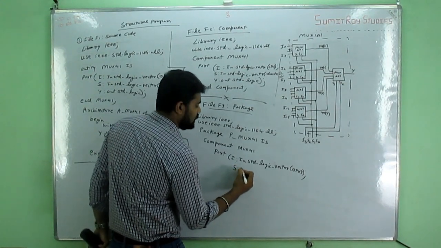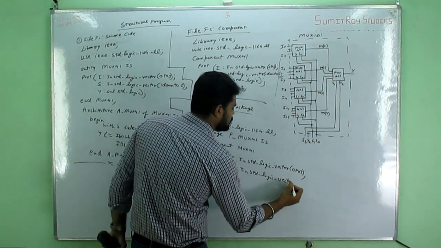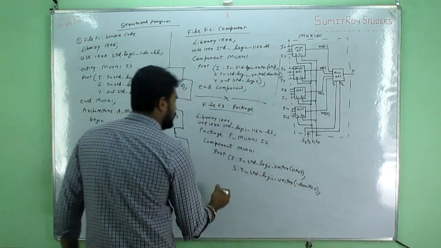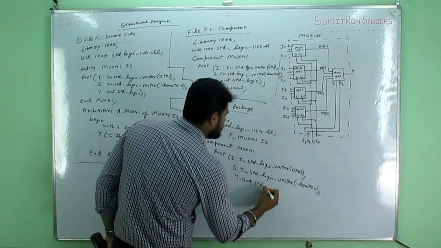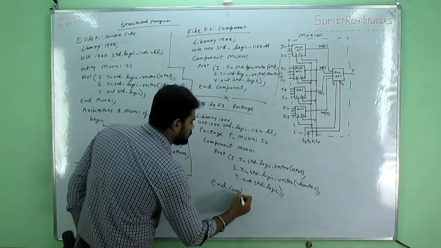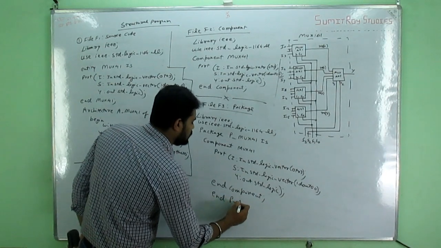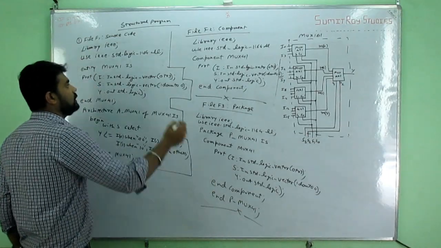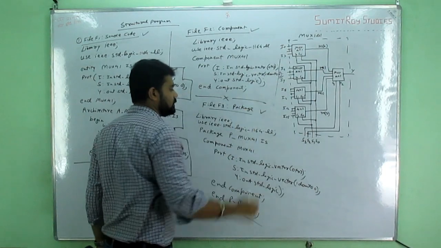And S in standard_logic_vector 1 down to 0, and then there is Y, that is out, that is standard_logic, and end with component and end with P t_mux41. So this is the end of file F3. So file F1 has been done, file F2 and file F3.